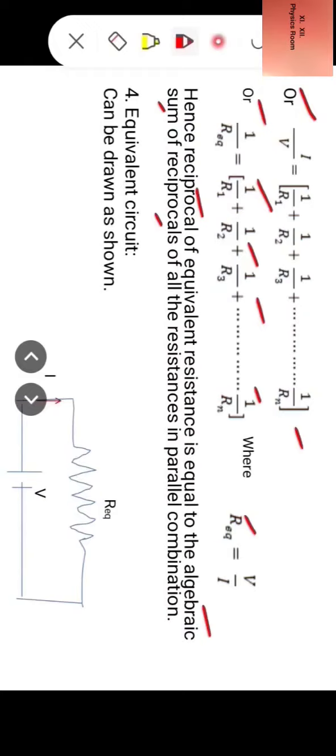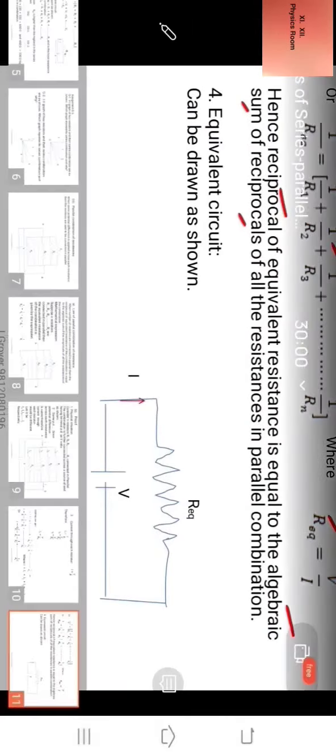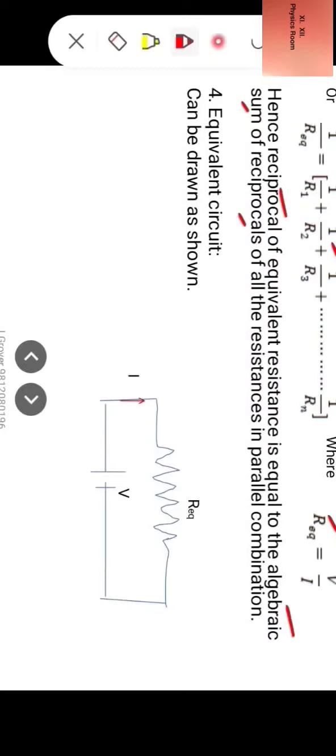Now the equivalent circuit of the combination can be drawn as shown. Look at the circuit. R equivalent is the equivalent resistance of the combination, I is the current flowing through the combination, and V is the potential difference applied across the combination, and this constitutes the equivalent circuit. From here we have 1 by R equivalent is equal to 1 by R1 plus 1 by R2 plus 1 by R3 plus 1 by Rn.